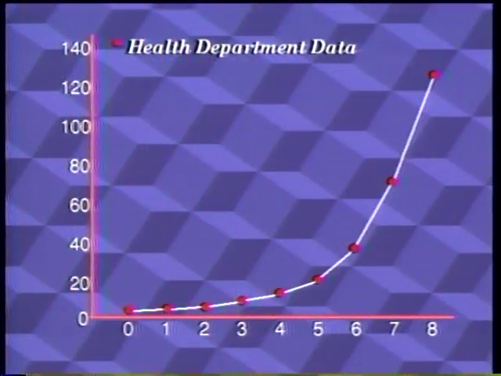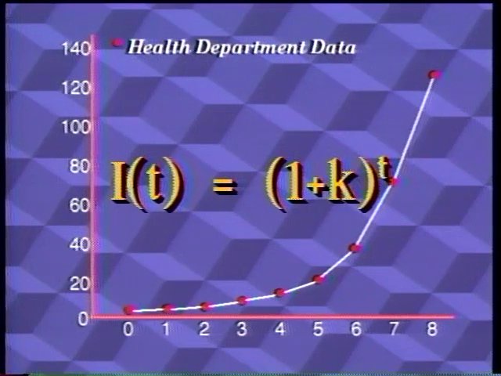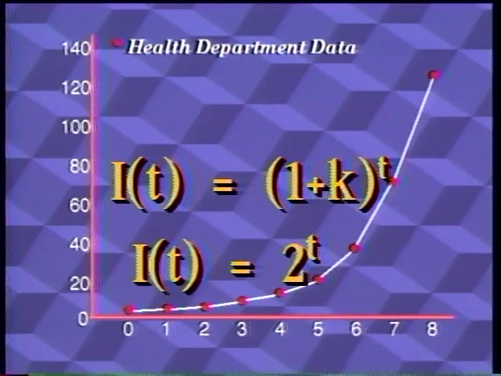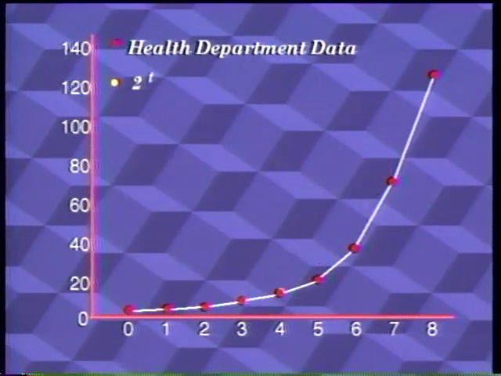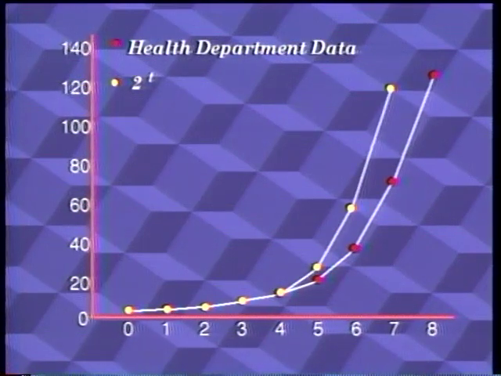As you see, it looks somewhat like a graph of 2 to the t. Substituting a value of 1 for k in our equation, we get the following results. A graph of 2 to the t versus the data allows us to compare our results and find out, does our model work? Well, for the first few days, it looks pretty good. But as time goes on, the answer becomes obviously no.